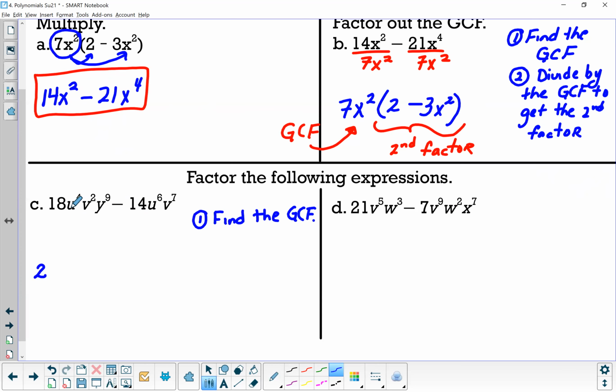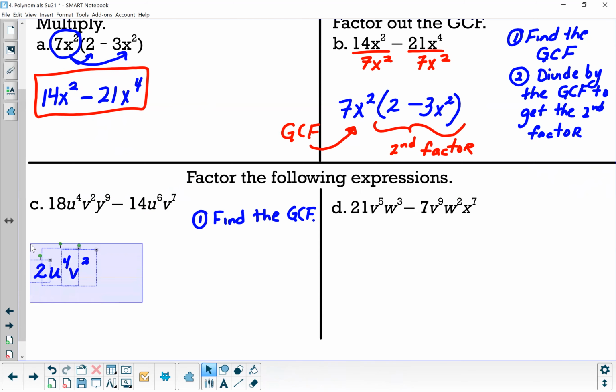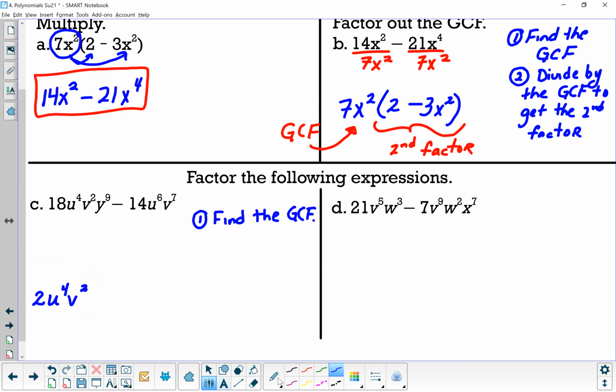Next, I'm going to look at u to the fourth and u to the sixth. Take the lowest exponent, so u to the fourth. V squared and v to the seventh, lowest exponent, so we have v squared. Now y to the ninth, but no y. So we don't include y because both terms do not have a y factor. All right, so we found our GCF.